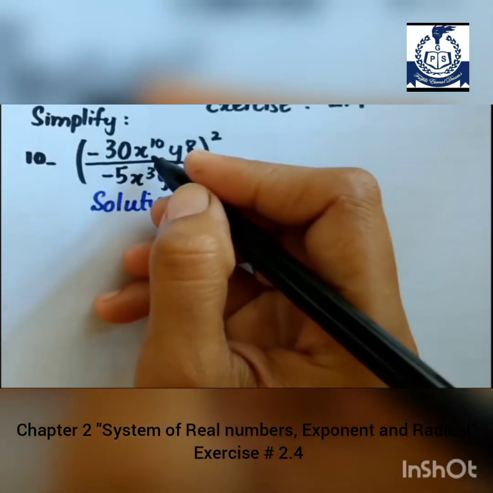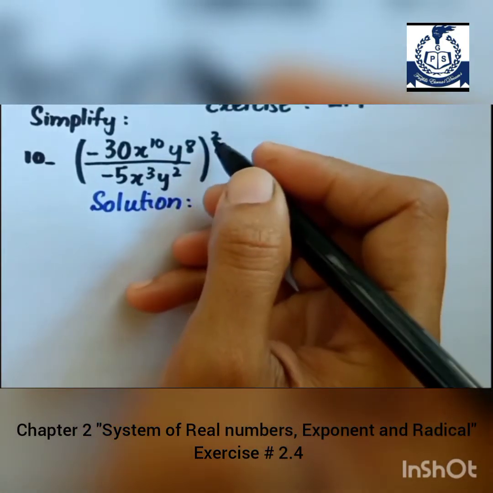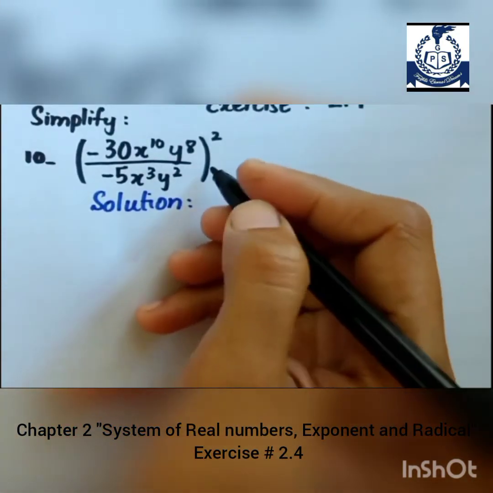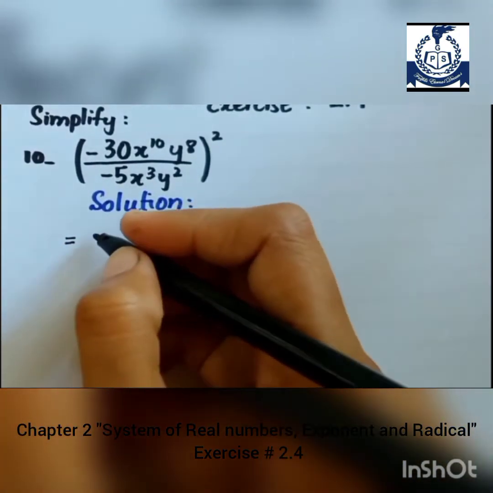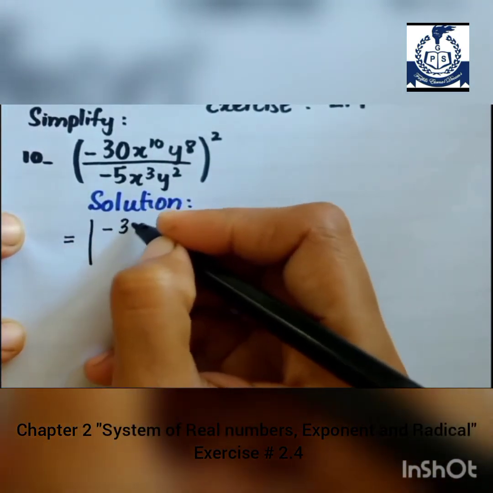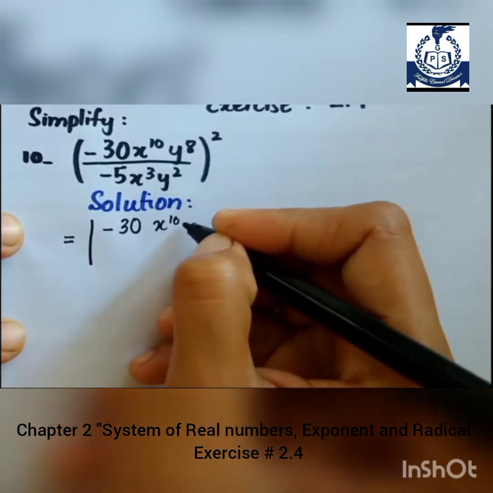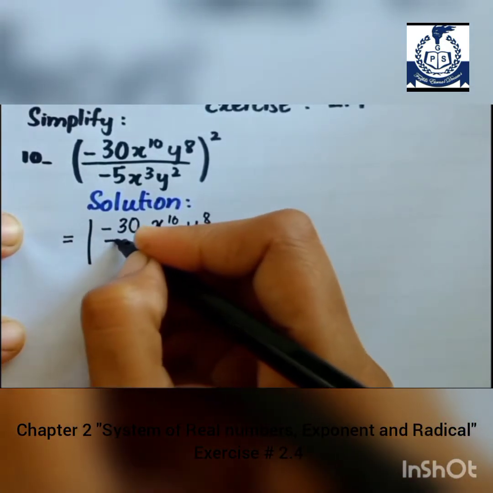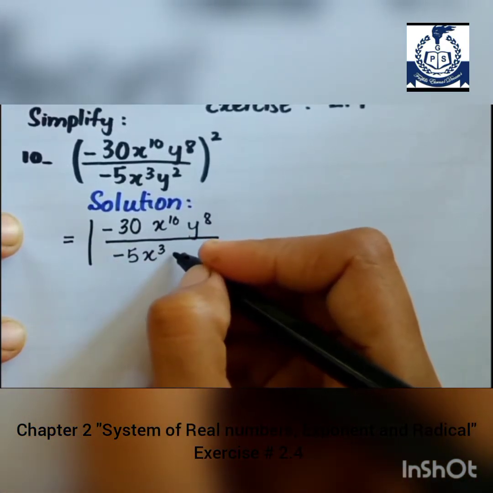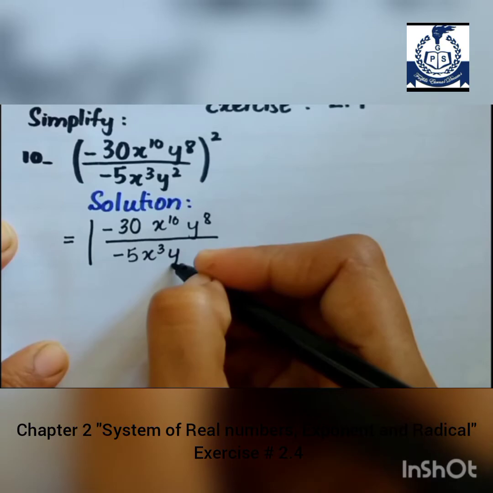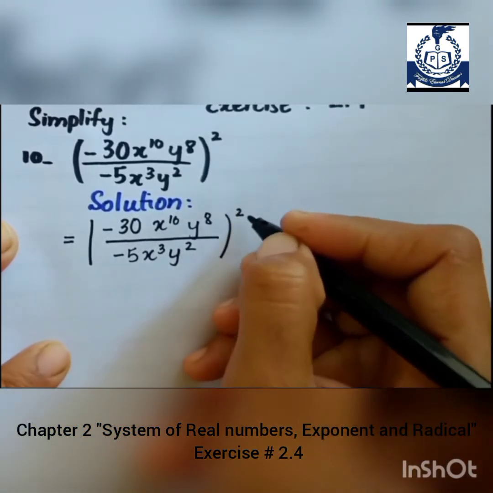Question number 10 is minus 30 x has power 10, y has power 8 divided by minus 5, x has power cube, y has power square, equal to minus 30 x 10 y has power 8 divided by minus 5 x cube y square whole power square.